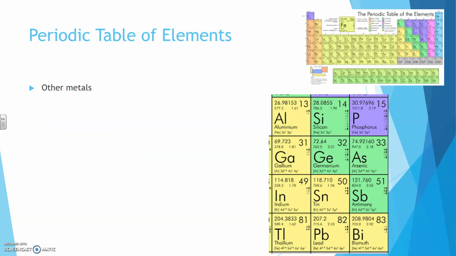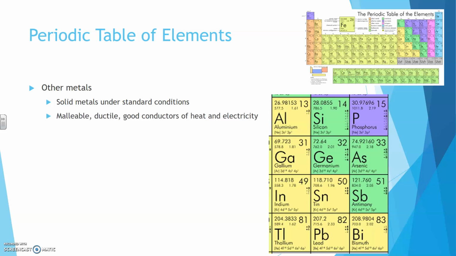Alright, next up we've got some other metals. Here we're just looking at the orangish yellow color. They're not the metalloids, so they're not the green ones. But these are solid metals under standard conditions, like room temperature and sea level pressure. They are also malleable, ductile, good conductors of heat and electricity, because again, they are still metals. You have kind of the weird one, gallium, here.